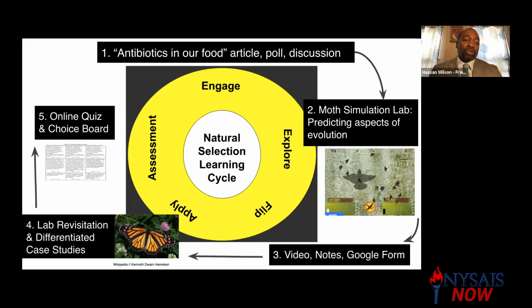Then I introduce some differentiated case studies where they're actually looking at natural selection happening in real life. And they're able to look at some data from some experiments. And then they come up with ideas about, like, why do we see mimics in nature? Why do we see different skin color, and different things like that, where they're applying what they've learned in the first steps. And then for assessments, I usually have either an online quiz, and I provide them with a choice board where there's a project that they can complete that demonstrates their understanding.